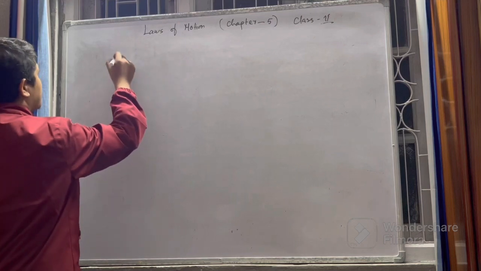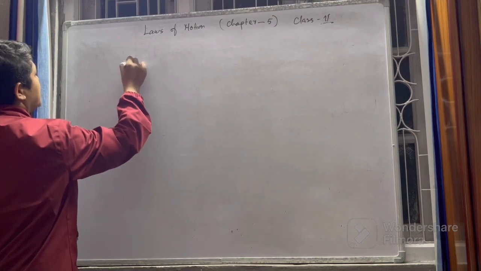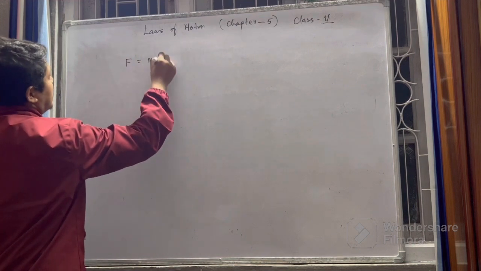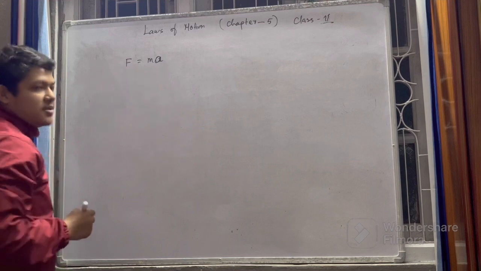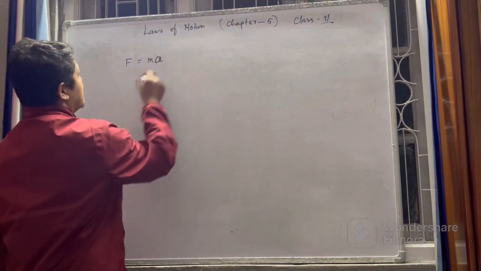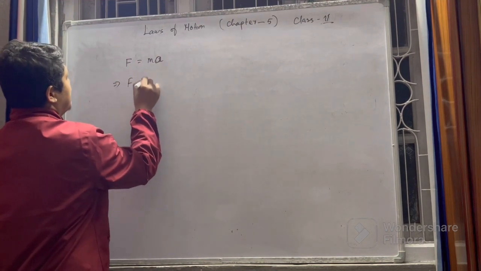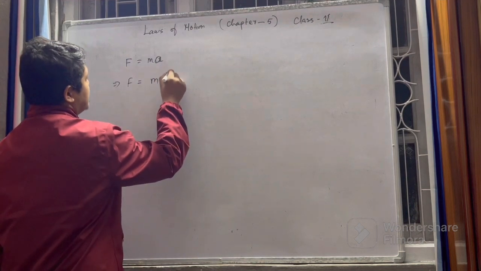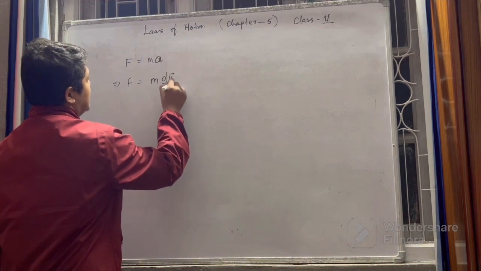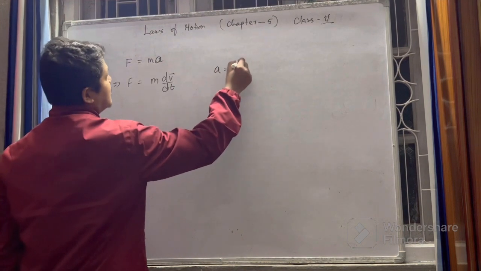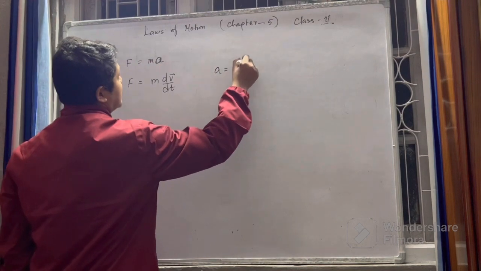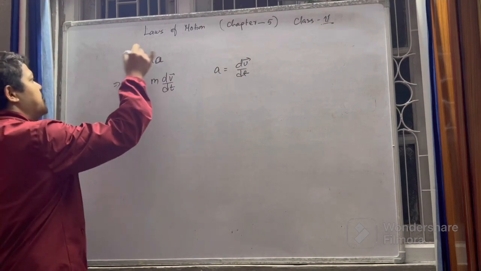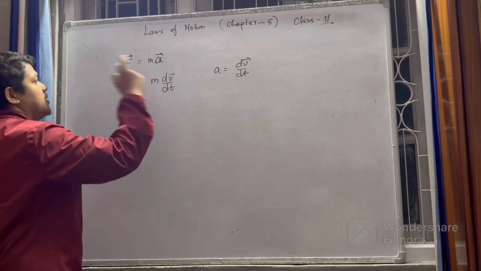Now, from Newton's second law, we have got that F is equal to ma, right? F is equal to ma, which is m dv by dt. Acceleration is nothing but dv by dt, right? Rate of change of velocity, right? So if you take the vector form, then you should write dv by dt.